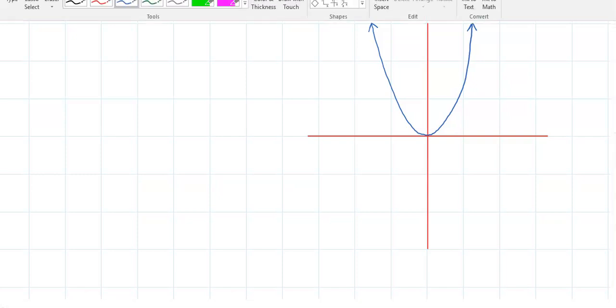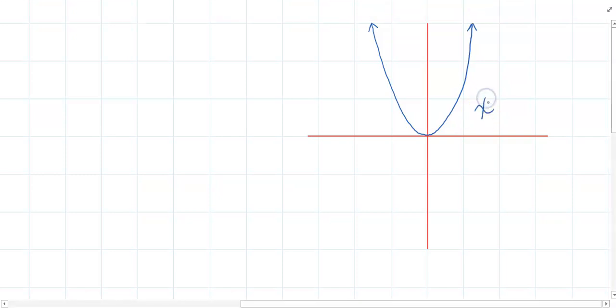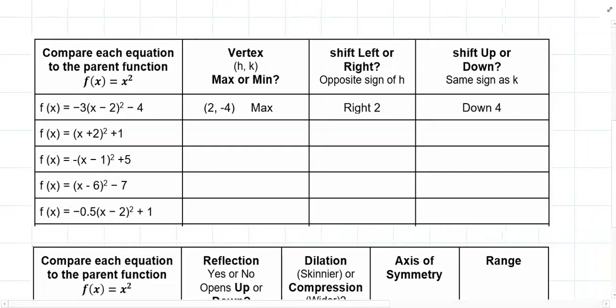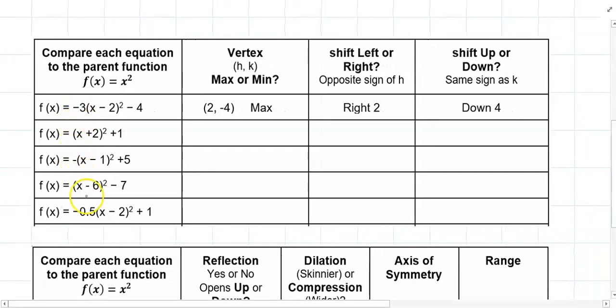Instead of just seeing the generic parent function, f of x equals x squared, that could be any quadratic, that's very generic. We're going to look at what happens when we put different numbers around the parent function. What happens when we put a number before the x squared? What happens when we add or subtract a number after the x squared? What happens if we add or subtract a number with x before we square it?